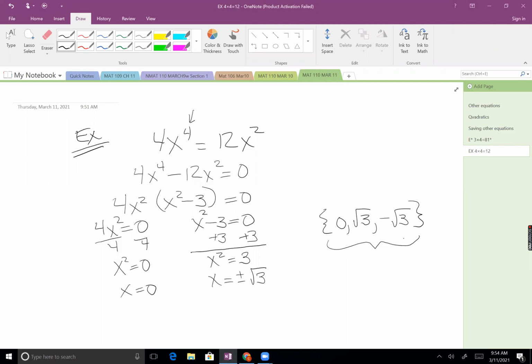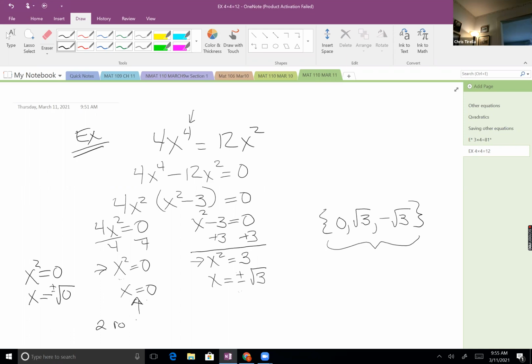Well, actually, you know how over here when we had x squared equals 3, we had to take both roots of 3, a positive and a negative? Over here, when we have x squared equals 0, technically we're taking the root of both sides and we get plus or minus 0, which means we have 2 zeros. Since x squared was equal to 0, it tells me that we actually have 2 roots that equal 0. And so 0 is a solution twice.